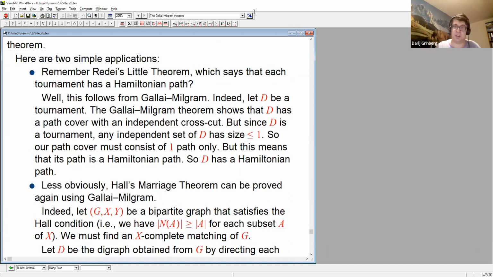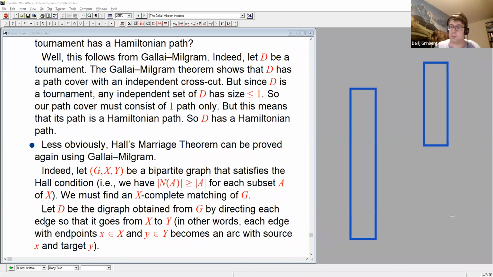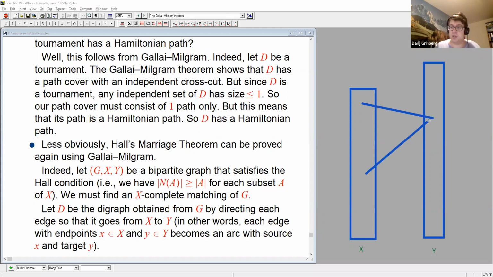So let me draw this, or try to draw this. You have the two sets X and Y, and you have a bunch of edges that go between the sets. And each of those edges you turn into an arc that goes from the left vertex to the right vertex. That's how your graph becomes directed.